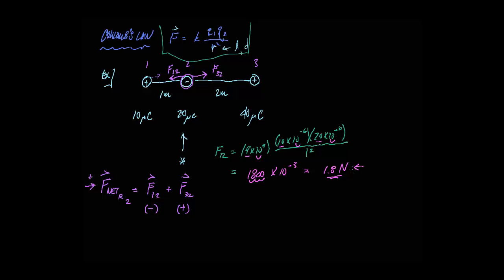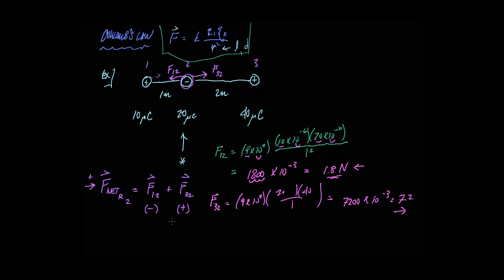Okay? So we do the same thing for the force of 3 on 2, and that's going to be, I'll write it out quick, 9 times 10 to the 9th, and up here we're going to have the 20 and the 40, over 2 meters squared. So real quickly, 9 times 20 times 40 over 4, was that 1800? That gives us 7,200 times 10 to the minus 3rd, 7.2 newtons that way.